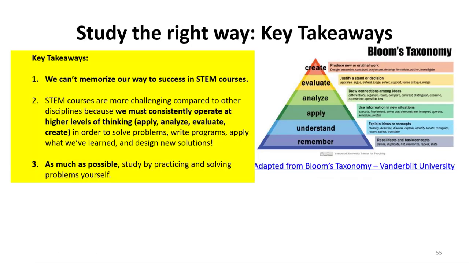So, why is this relevant? Our key takeaways here are that we can't memorize our way to success in STEM. STEM courses are more challenging compared to other disciplines because we must consistently operate at higher levels of thinking, like apply, analyze, evaluate, and create, in order to solve problems, write programs, apply what we've learned, and design new solutions. So in order to study the right way, we need to practice working at the higher levels of Bloom's taxonomy. So as much as possible, don't study just by memorizing. That will not be effective. Instead, study by practicing and solving problems in a similar way as you will be tested.